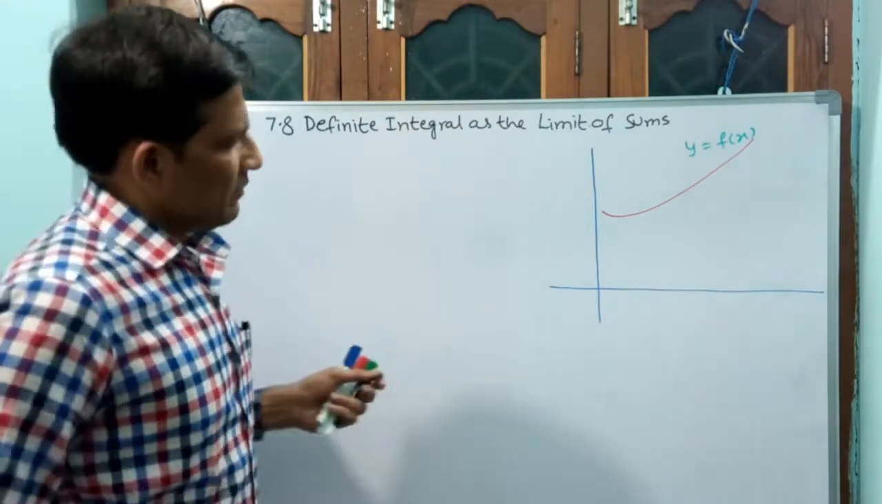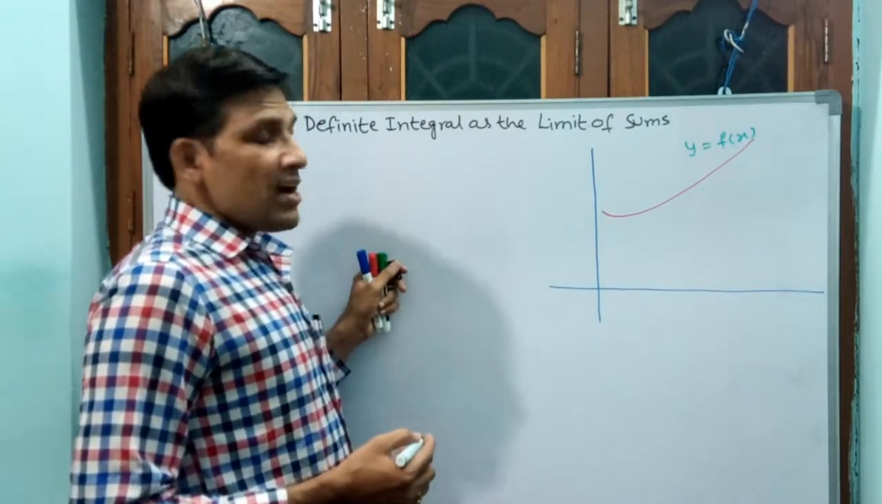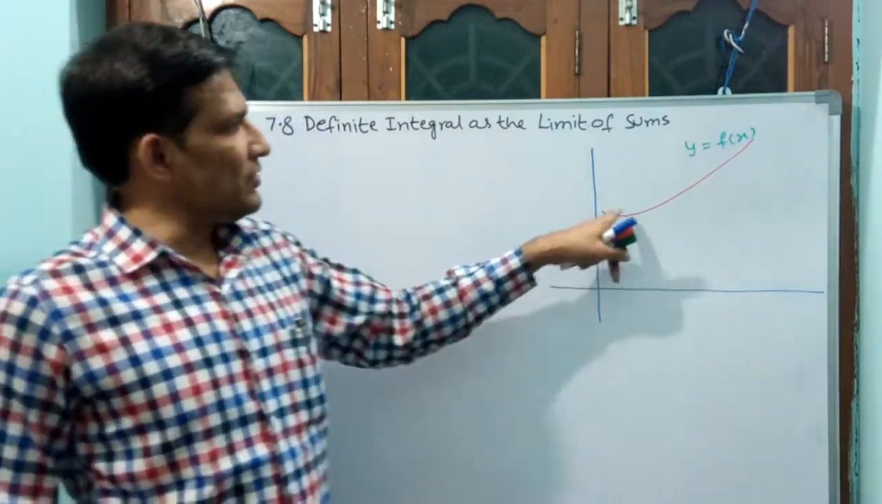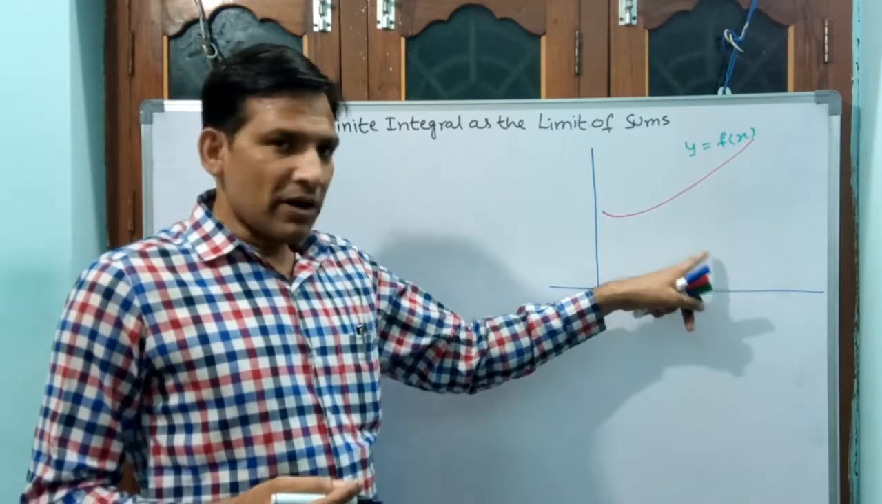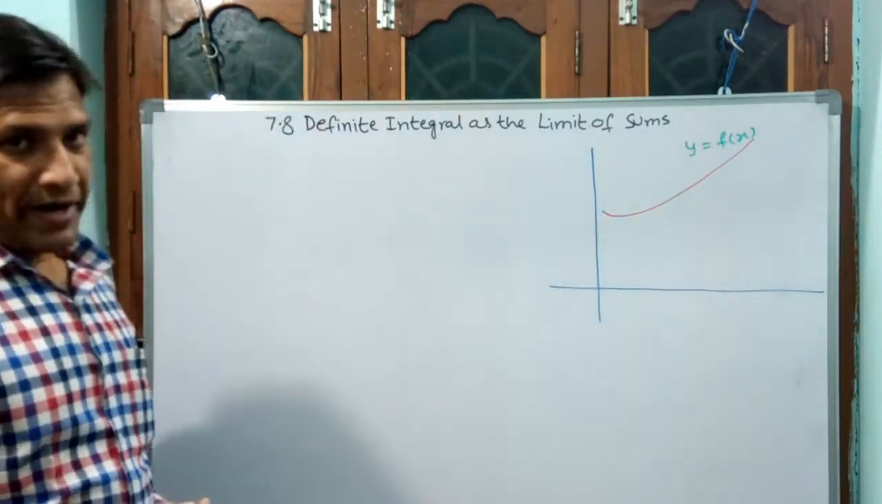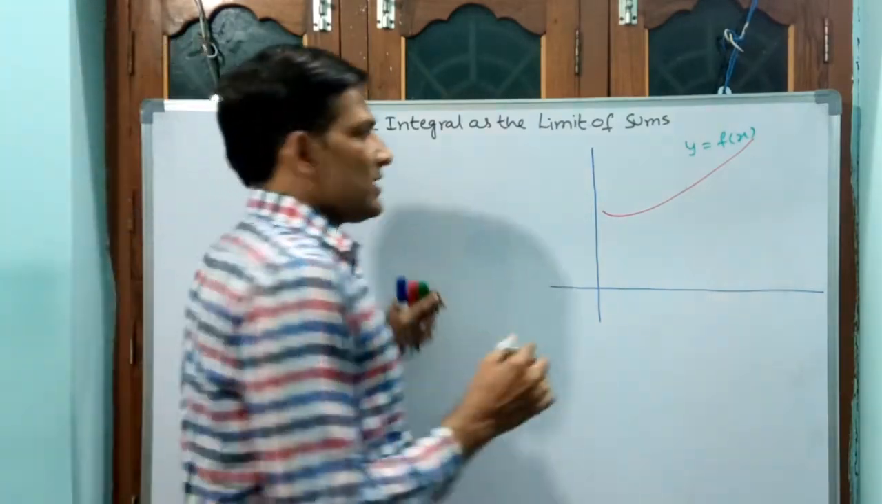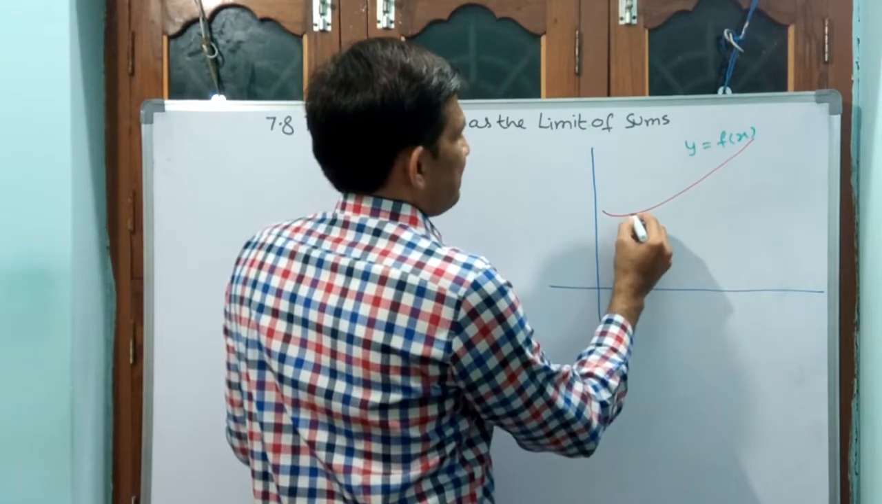Here we are considering the area under the curve. This is the curve, and the bottom, that means under the curve, this area we are going to find. That area is equivalent to this integral, the limit of sums. We will see what this concept is.